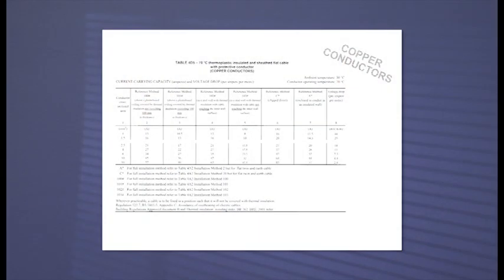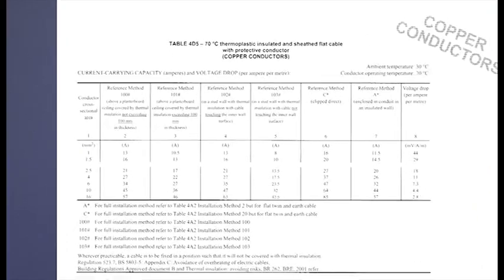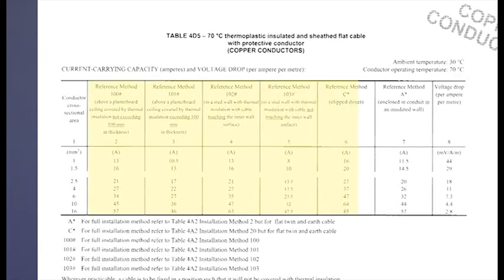For example, if I look at table 4D5, which is the current carrying capacity for twin and earth cables, you'll see that there's 6 reference methods. Reference methods 100 to 103 are to do with thermal insulation, depending on the thickness of the thermal insulation. And reference method C is if the cable is fixed direct.